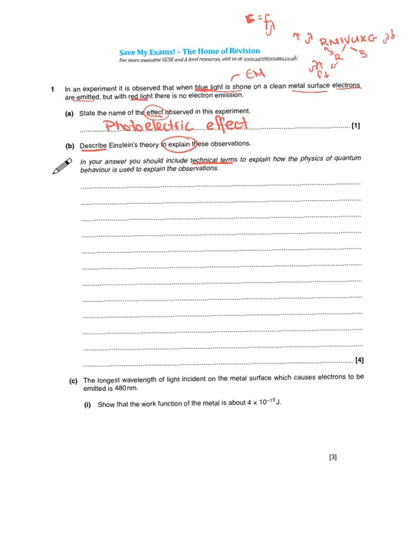To explain how the physics of quantum behavior is used to explain the observations, even here it gives you a further hint. It goes on to remind you that it is quantum behavior, so you should be focusing on the quantum physics. Now, the observations are already mentioned in this part. You have blue light that emits electrons from the surface, but red light does not. So why is this happening? How can you explain it using technical terms?